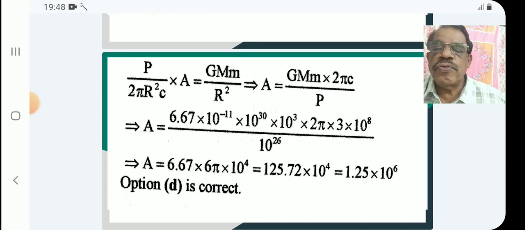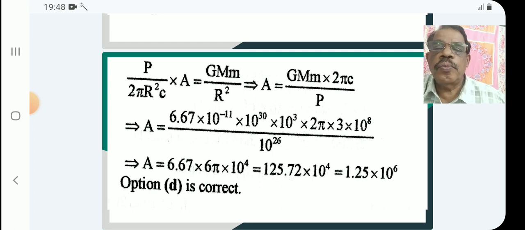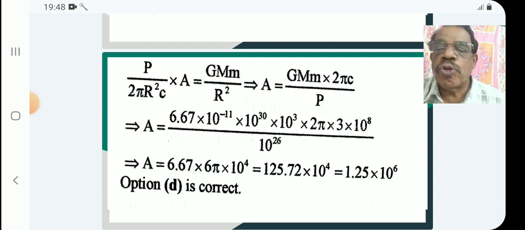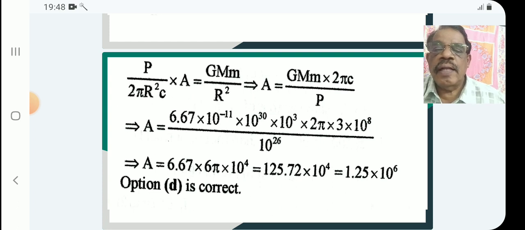There is no need of using a calculator. We can simply calculate. Only the decimal quantity is 6.67, all the others are 2 pi and powers of 10. The answer is 6.67 into 6 pi, into 10 raised to 4. You can approximately calculate 6.67 into 6 pi, and the answer is 1.25 into 10 raised to 6. The answer D is correct.